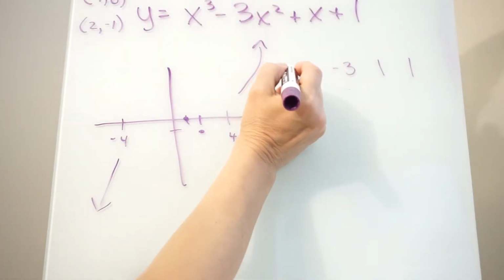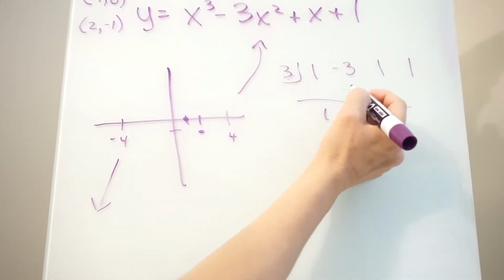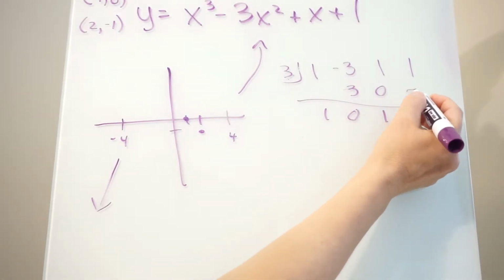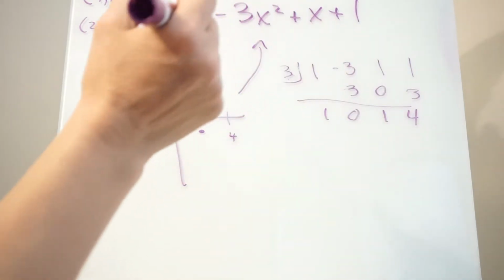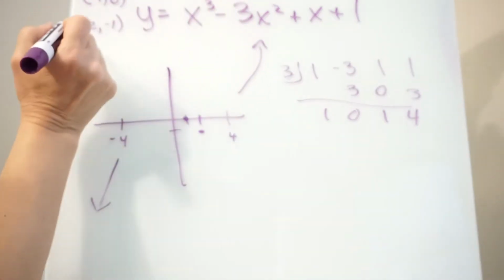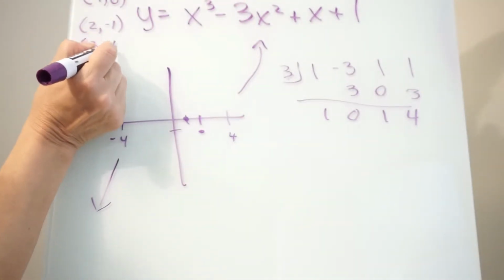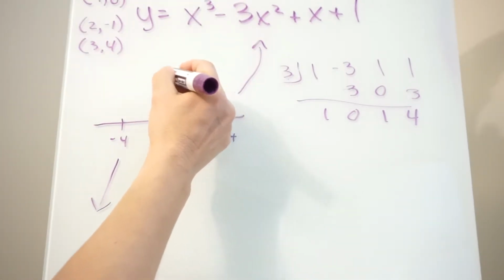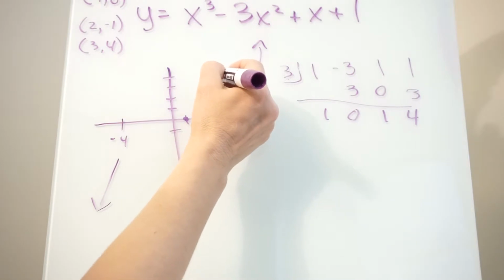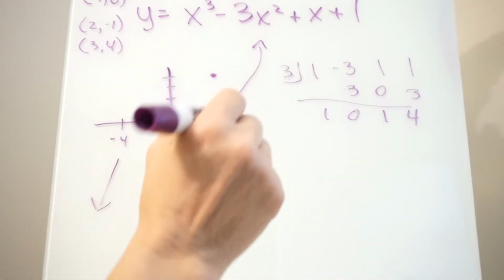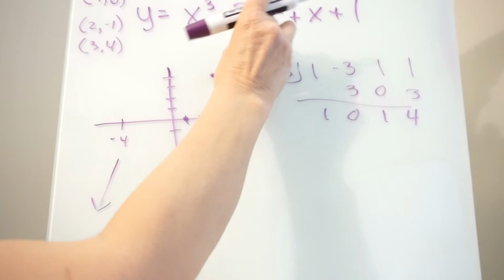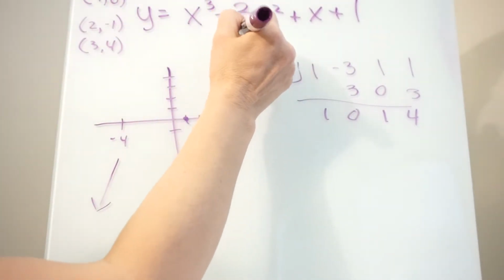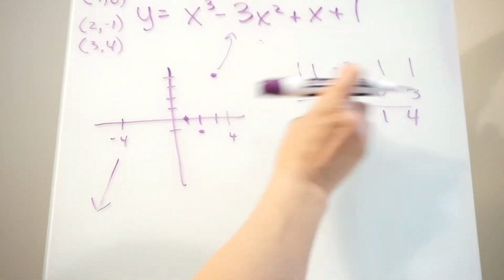All right, let's try 3. 3, 0, 0, 1, 3, 4. I have a point (3, 4). That's pretty good too. 3, 4, so we'll graph that. We're kind of starting to see what's going on here. I guess my arrow shouldn't be way up there though, should it? We know that it's going to continue this way here. Okay.